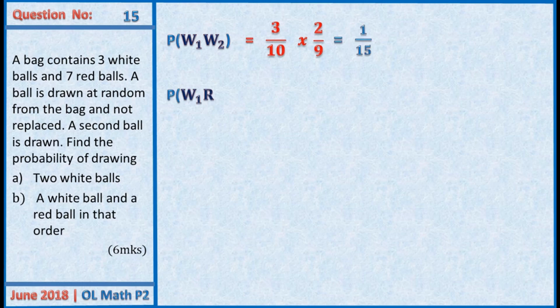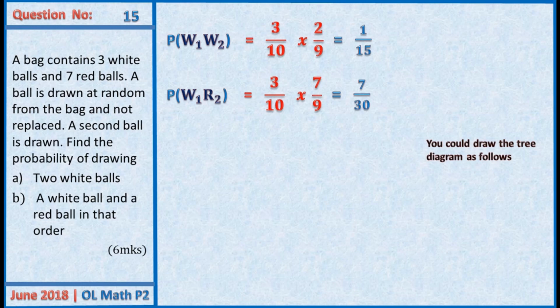Find the probability that a white ball is drawn, then a red ball, in that order. This means the first ball is white and the second is red. So the probability of drawing a white ball is 3 out of 10. Now when a white ball has been drawn, the number of red balls still remains the same because no red ball has been drawn. So we are still left with 7 red balls, but the number of balls has reduced by 1. So we are now left with 7 on 9. So this probability gives us 7 on 30 when we simplify.